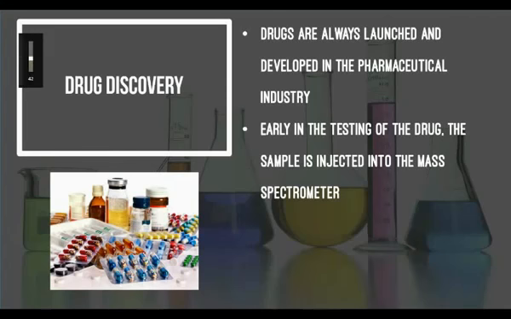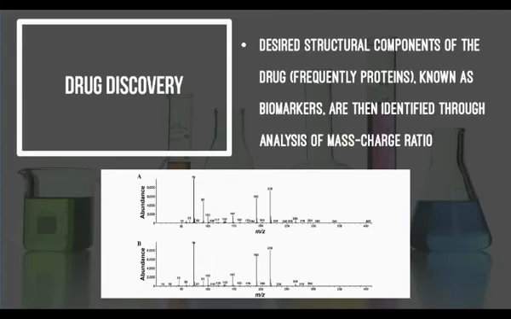Mass spectrometry is also widely used in the pharmaceutical industries for drug discovery. Drug discovery is the process by which potential new medications are discovered for use in treatments. Early in the testing of the drug, the sample is injected into the mass spectrometer. Certain biomolecular structures of the drug are identified through analysis of their mass-charge ratio.